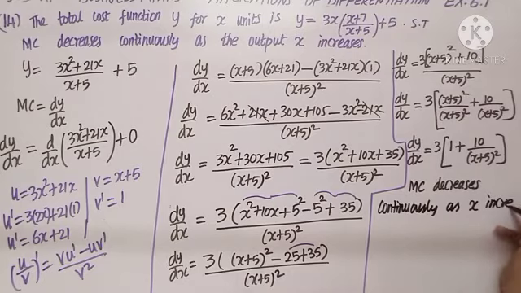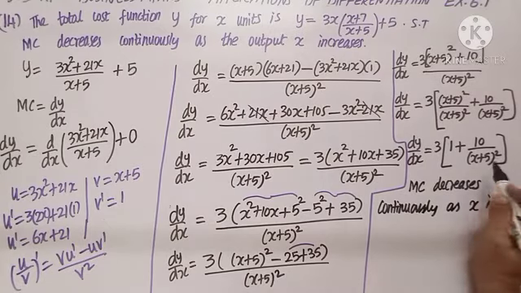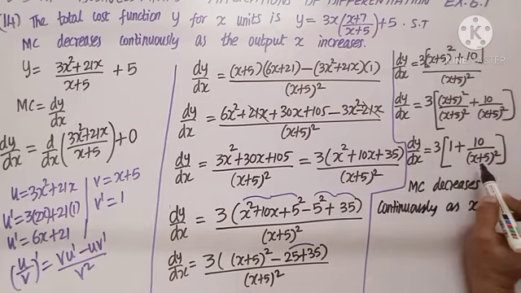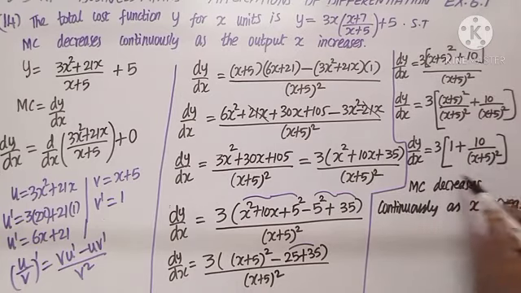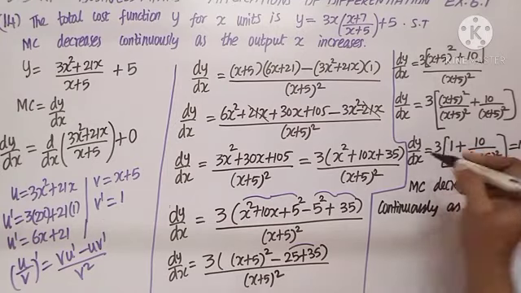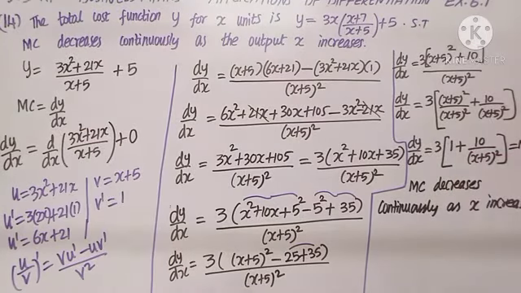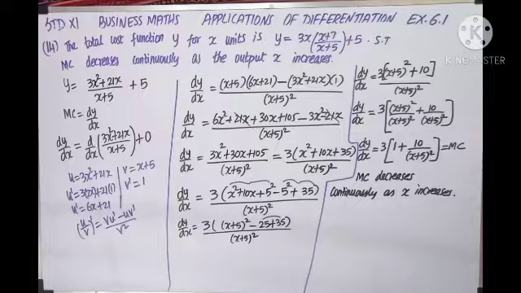Why do I say this? Because x comes in the denominator. If I keep on increasing the denominator, my ultimate answer will decrease. And this ultimate answer is nothing but marginal cost. dy by dx is nothing but marginal cost. So marginal cost decreases as x, the output, increases, and hence the problem is solved.